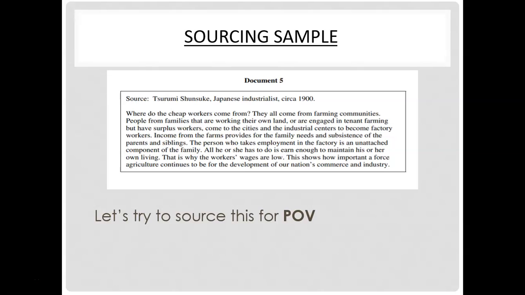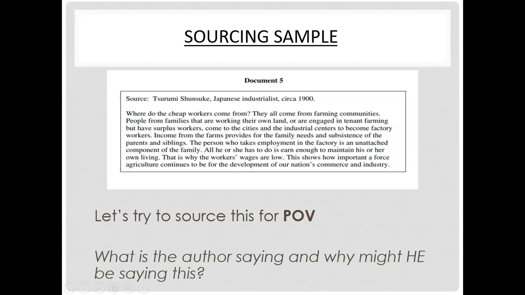Okay, so let's try to source this for POV. And again, that means what is the author saying and why might he be saying this? Okay, so we know that this is a Japanese industrialist, which means he's a Japanese factory owner. And basically what he's saying is that the reason that wages are so cheap for the industrial workers is because they don't need to make a bunch of money, right?